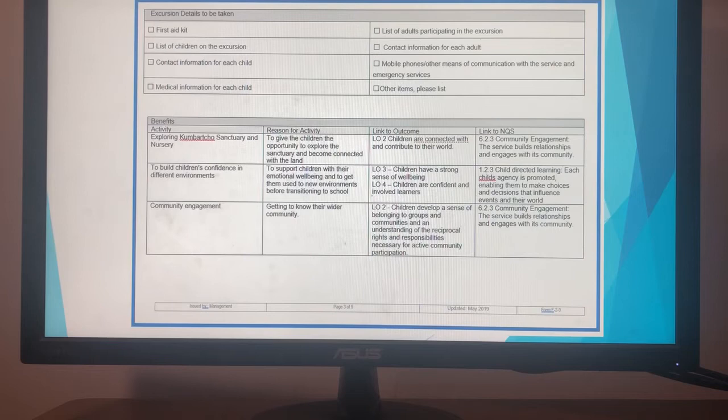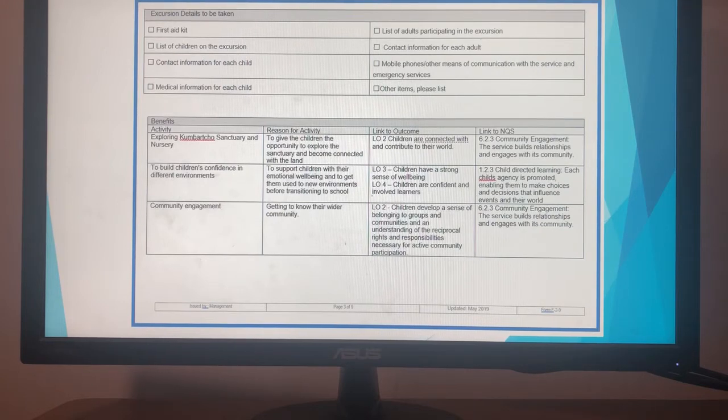So the medical information, so if we had a child that had emergency medication like a puffer or an EpiPen, we would take that with us along with their action plan. Then we need to outline the benefit, because if we're taking this risk, we need to outline why we're taking this risk, and it's really important that we do this in this document.